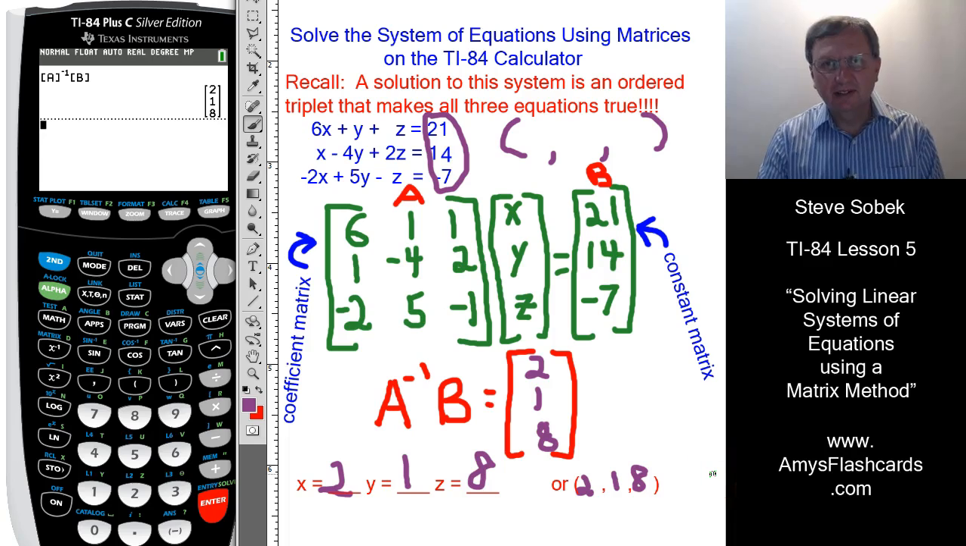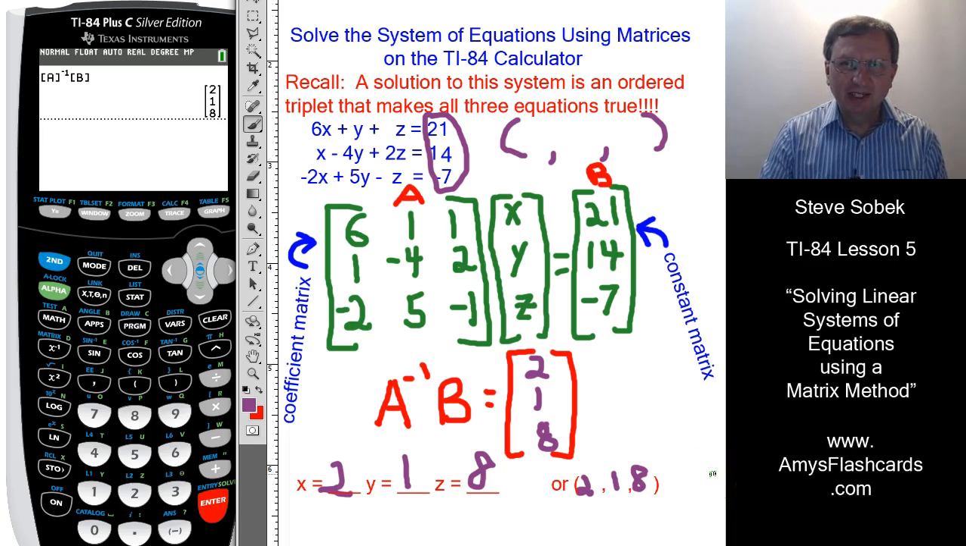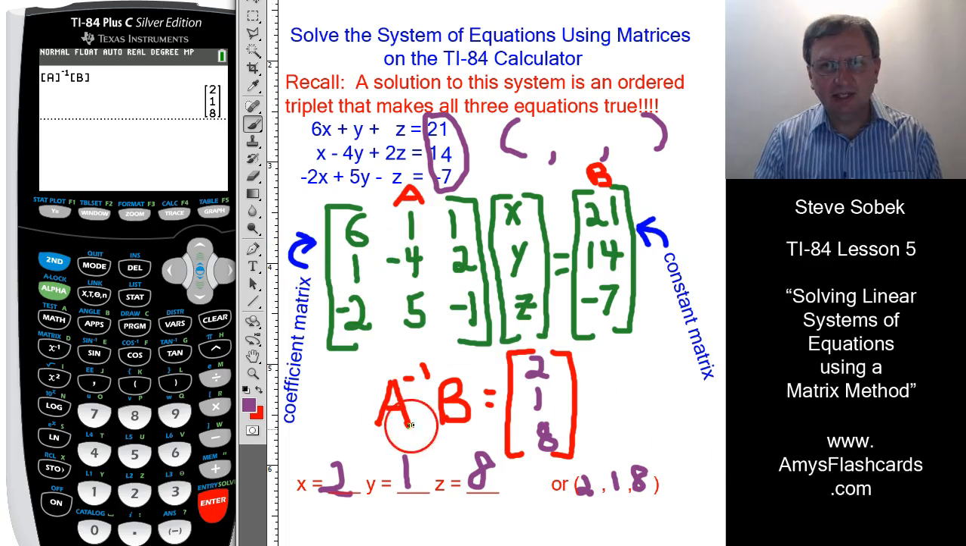Did you get that right? If you did, good. If you didn't, try it again. Find out what went wrong. It's probably just entering one of the values of your constant matrix incorrectly. But you can see how simple that was.